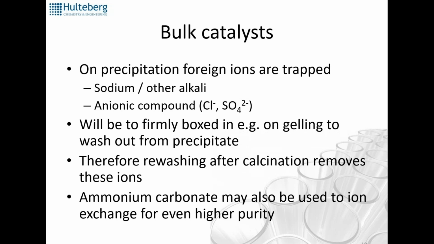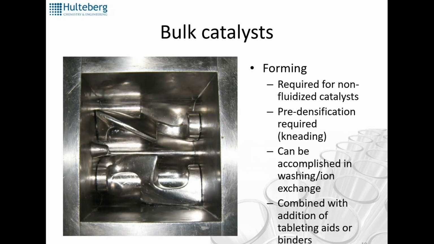All right, but now what we have is a powder that is clean and it's hopefully catalytically active, but that doesn't help because we can't use a powder in an industrial type reactor because it creates too much pressure drop. So the next thing we need to do is some kind of forming operation. And forming is required for non-fluidized catalysts. We usually do some kind of pre-densification. So you take the catalyst, mix it with water and some binding agent, and you form a paste or a dough, and you treat it to make sure that it's well mixed.